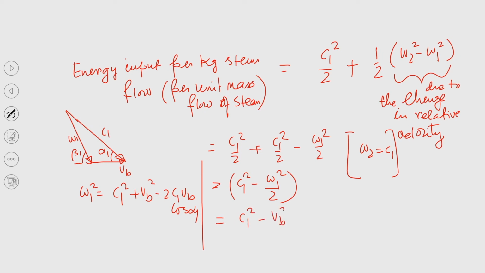Vb square, right, plus twice C1 Vb cos alpha 1 divided by 2. So, divided by 2. So, this is the expression of the input energy. So, if we try to plug in the value of there, then we will be getting efficiency.